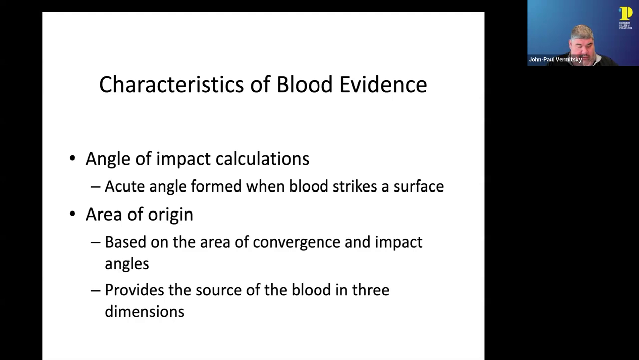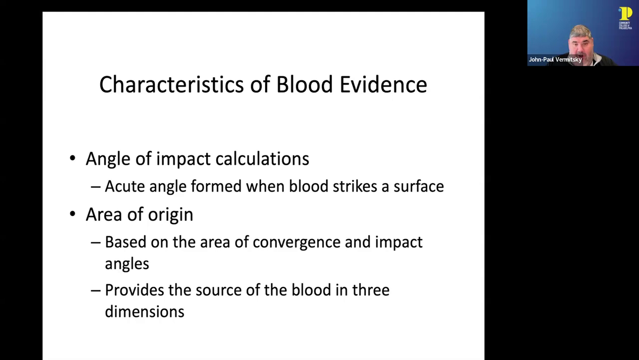Recall that the area of convergence indicates the source of the blood, but only in 2 dimensions. The area of origin goes one step further and provides a source of the blood in 3 dimensions. This can be calculated using a protractor and a string or laser pointer method, or you can use basic trigonometry to estimate the area of the origin.